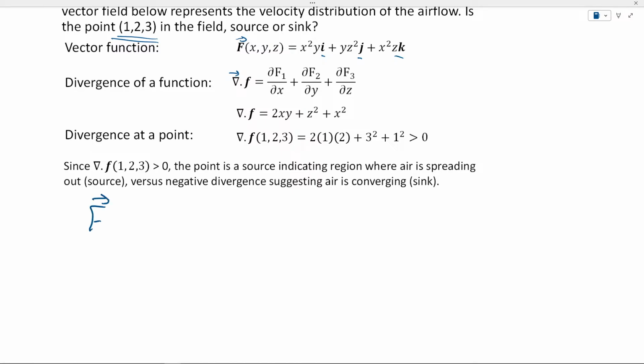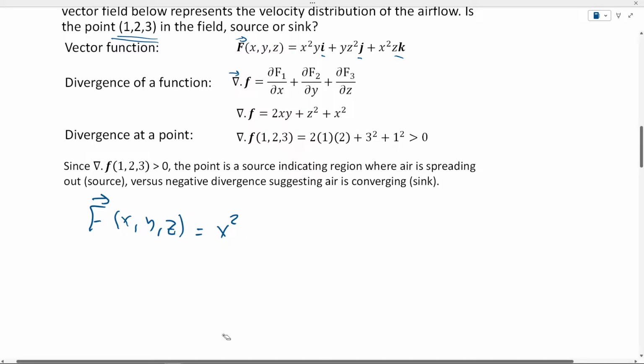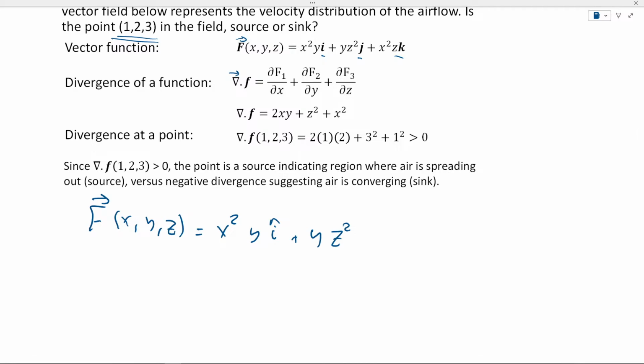So this is our function, f of x, y, z, is equal to x squared y in the i direction, plus y z squared in the j direction, plus x squared z in the k direction. Okay, so basically that is what you get here.